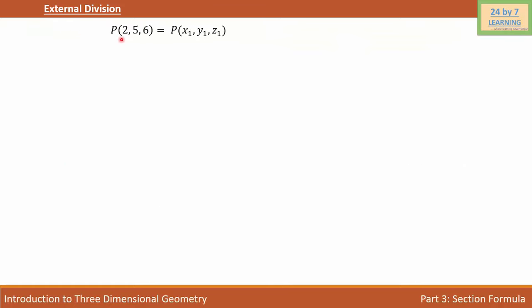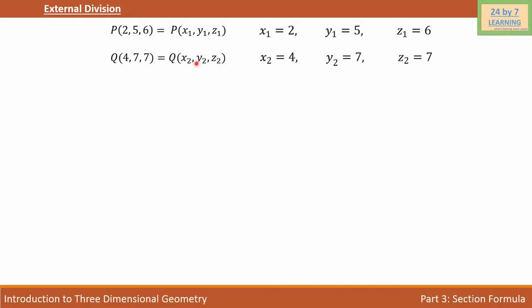You can also see that P is (2, 5, 6), which is basically P(x1, y1, z1). So if we compare these two, we will get x1 is equal to 2, y1 is equal to 5, and z1 is equal to 6. My point Q is (4, 7, 7), which is basically Q(x2, y2, z2). So my x2 is 4, which is over here. My y2 is 7, which is over here, and my z2 is 7 also, which is over here.